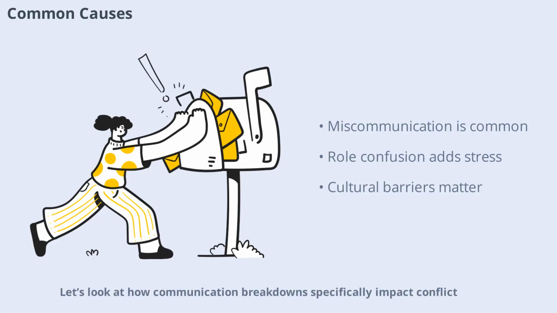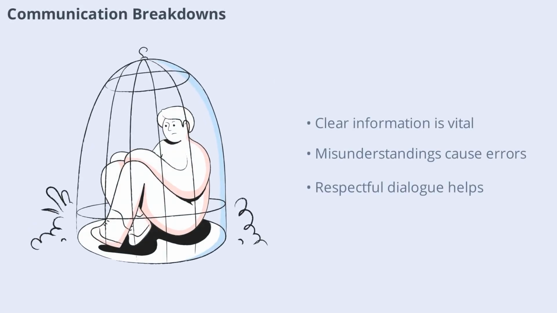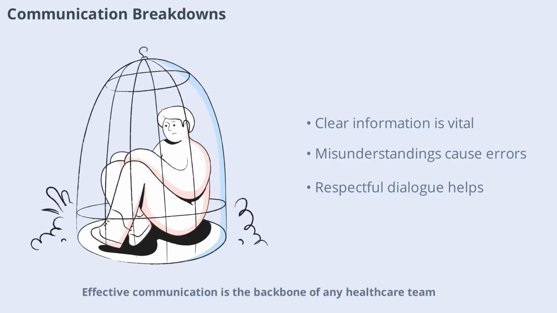Let's look at how communication breakdowns specifically impact conflict. Effective communication is the backbone of any healthcare team. When information is not shared clearly, misunderstandings can quickly arise. For example, a nurse may misinterpret a doctor's instructions, or a patient might not fully understand their treatment plan. These breakdowns can lead to frustration, mistakes, and even harm to patients. By focusing on clear, open, and respectful communication, many conflicts can be prevented or resolved early.